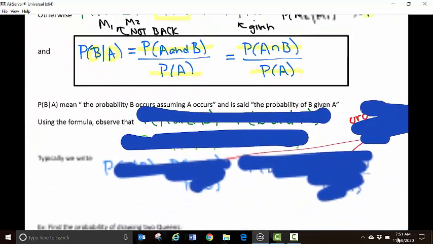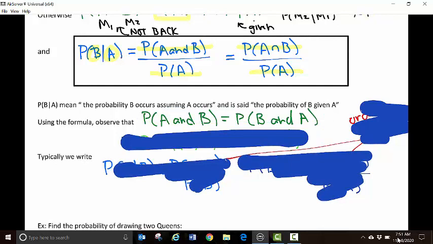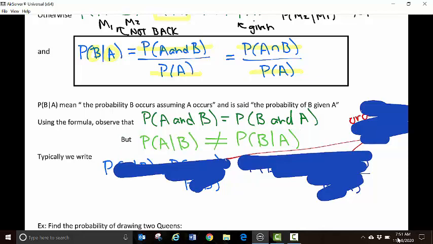Okay, so using the formula, observe that A and B is equal to B and A. It just means both things happen. Doesn't matter which one you put first. Okay? But A given B is not the same as B given A, necessarily.